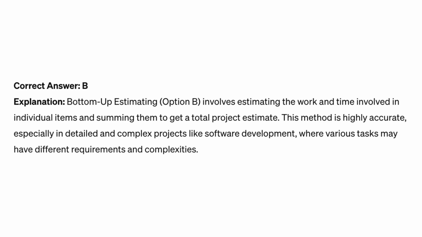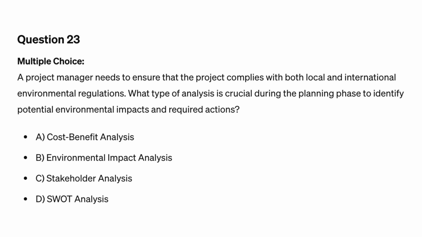Correct answer B. Explanation: bottom-up estimating, option B, involves estimating the work and time involved in individual items and summing them to get a total project estimate. This method is highly accurate, especially in detailed and complex projects like software development, where various tasks may have different requirements and complexities.